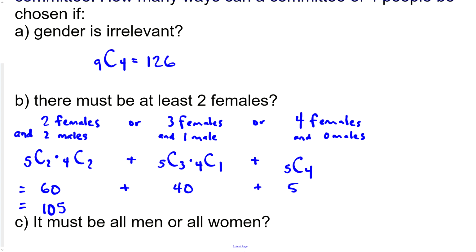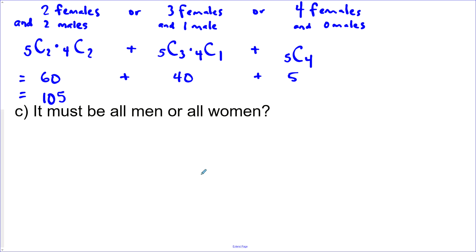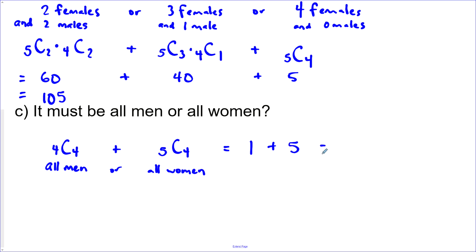What if the committee must be all men or all women? So we'll say all men. That would be 4, choose 4. Or all women. And the or is a plus sign here. And then all women would be 5, choose 4. And 4, choose 4, well, there's only one way to do that. And 5, choose 4 is just how many ways can we leave 1 woman out. So that's 5 ways there. And this is just a total of 6.